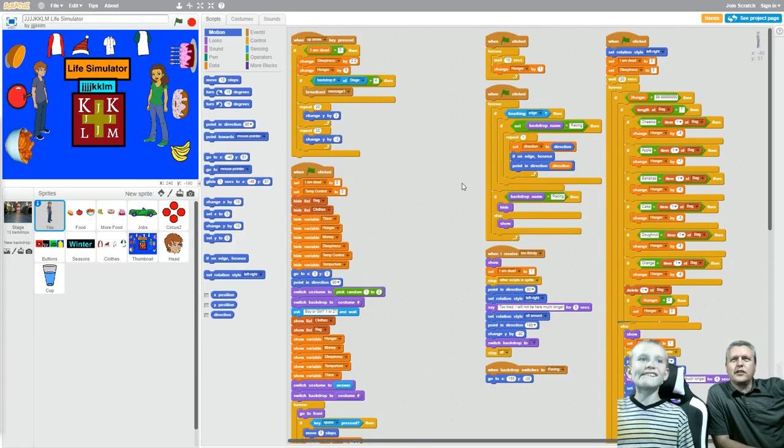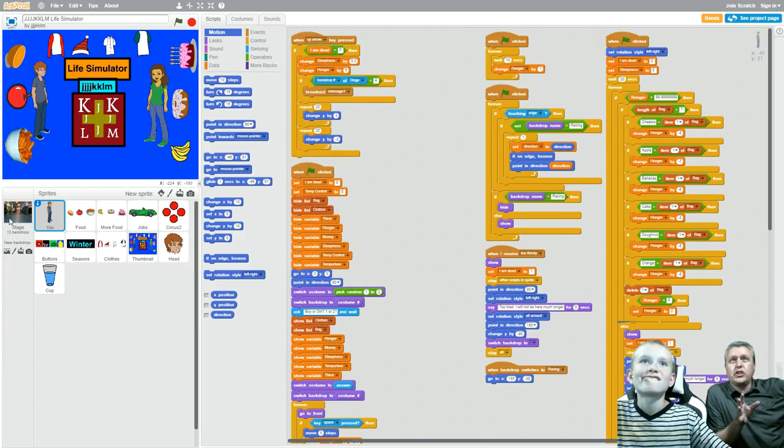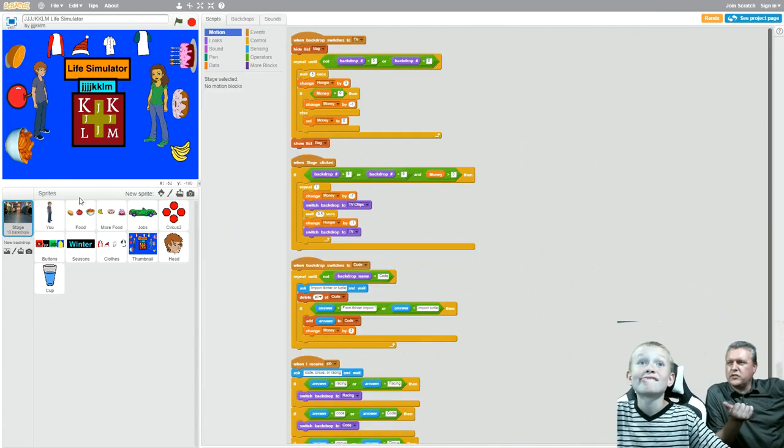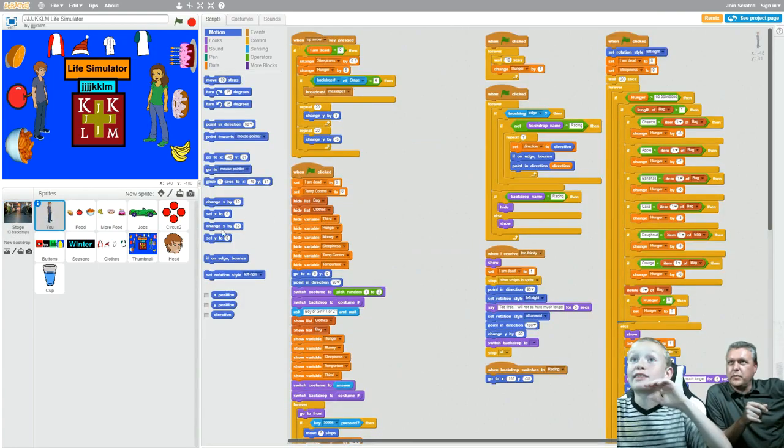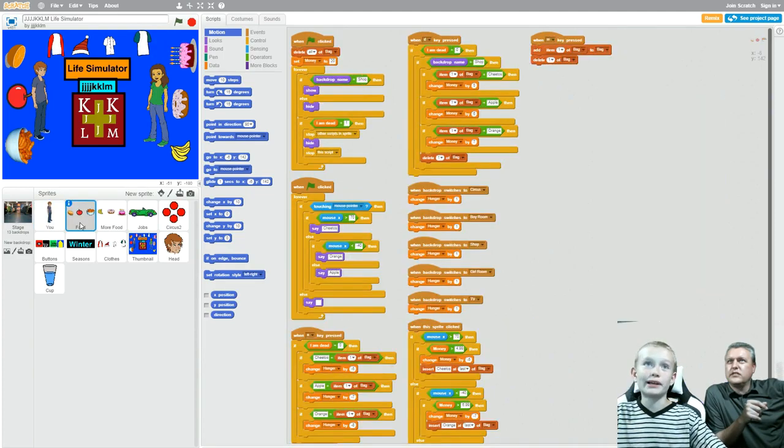I'm here with Mark, who has programmed in Scratch. Was this a remix, or was this one you started from the beginning? This one, the idea was based off of something someone else did, but this was not a remix. I did this all by myself.